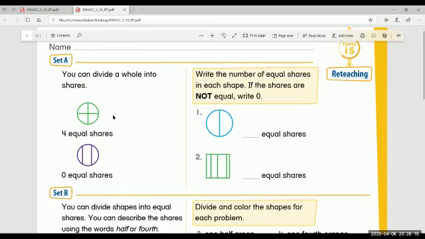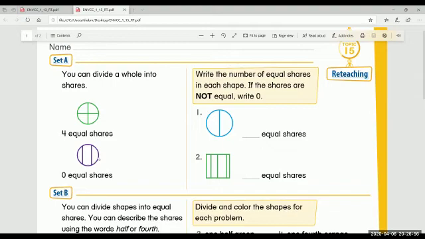Now we will start chapter 15. Here you can divide a whole into shapes. Do you remember the shapes? And when you divide the shapes into halves or into fourths, do you remember? Here, what is this shape? Circle. Into how many shares is this circle divided? Into 1, 2, 3, 4. Are these shares equal? Yes, equal. So here we have 4 equal shares.